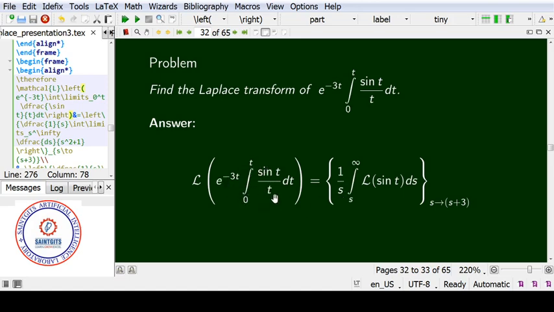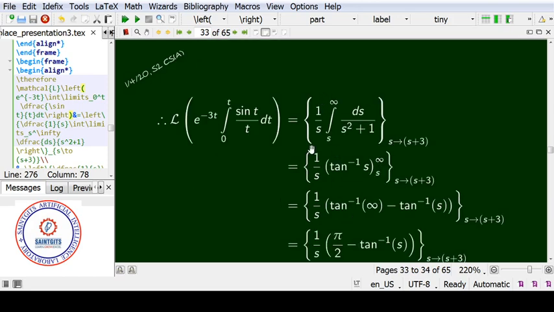Next is division by t. Division by t is integral s to infinity. So instead of this division by t, I put integral s to infinity in transform domain. The remaining portion is only sine t. It's Laplace transform. So L of sine t. Now we calculate L of sine t first. Then evaluate this integral. Multiply that 1 by s and finally replace s by s plus 3. That is effect of this change of scale.